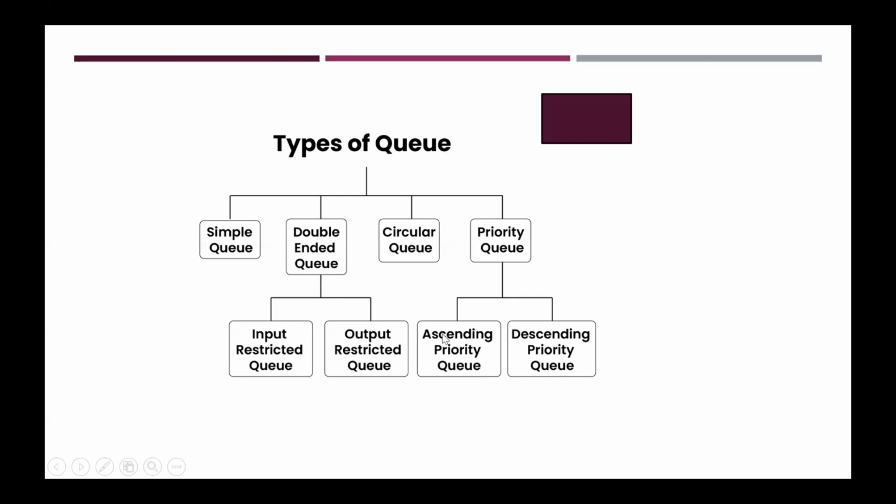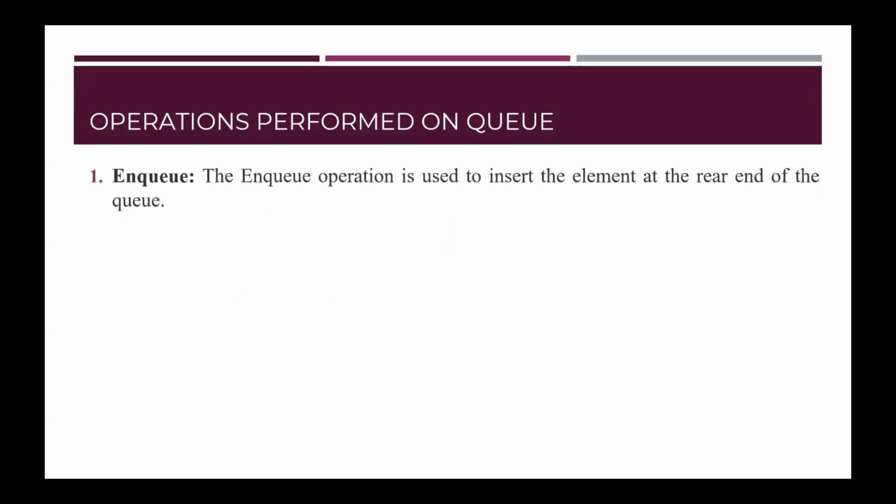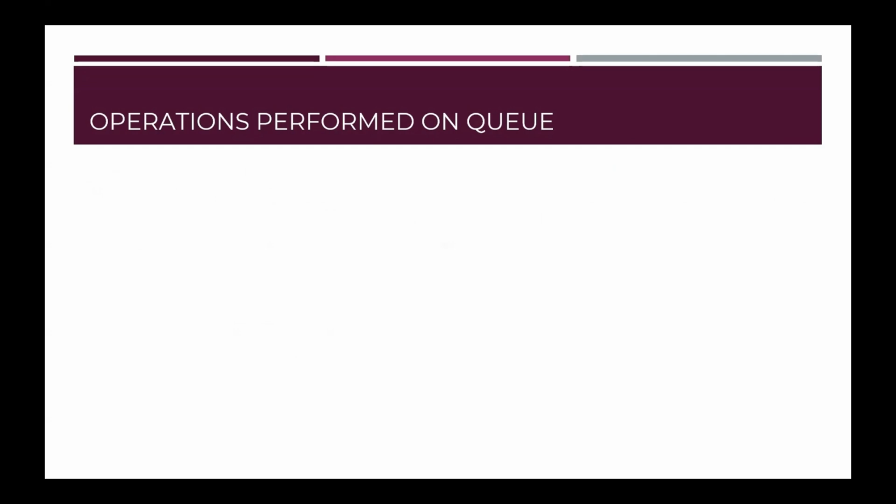Again, a priority queue is ascending or descending. It fully depends upon which way we are storing the priority value, whether we are storing in ascending order or in descending order. Next, what are the operations performed by the queue?